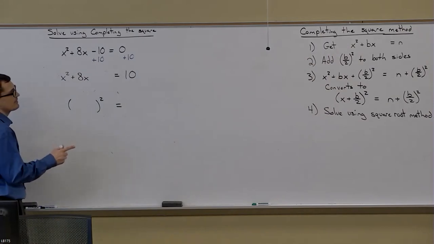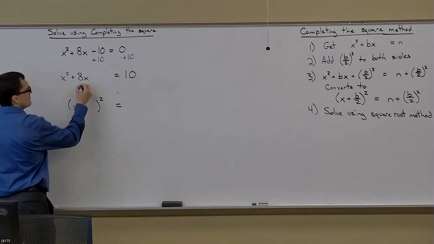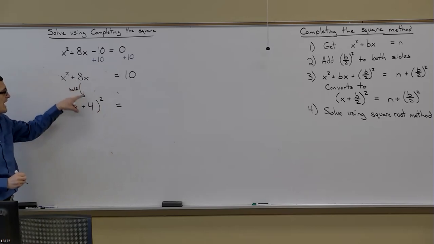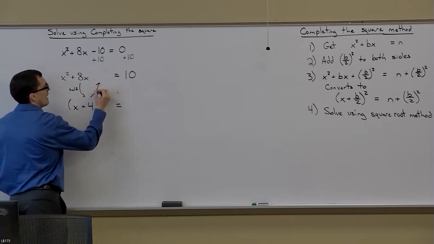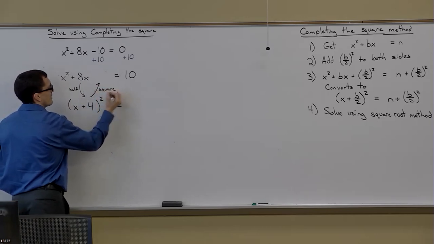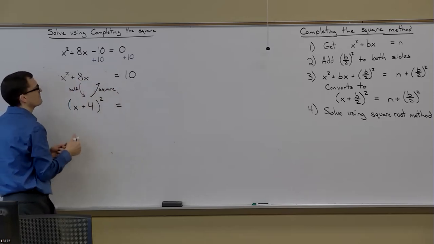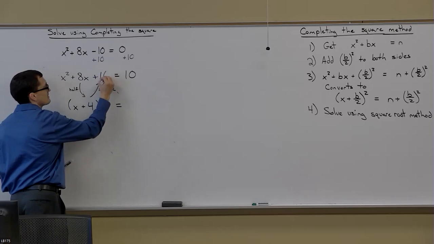So I need to add b over 2 squared. And what most people do is do the b over 2. Well, in this case, half of 8 is 4, right? And then I square that. So half of 8 is 4, I square that, and therefore the thing I need to add on both sides is a positive 16.